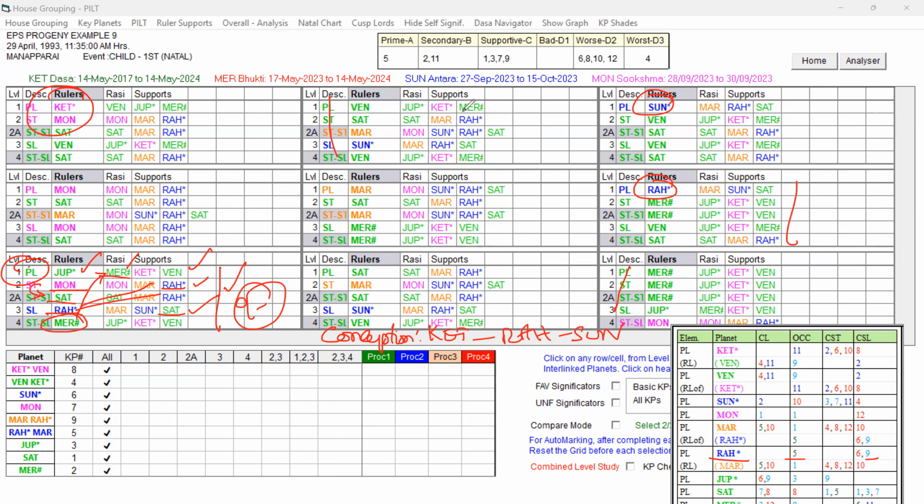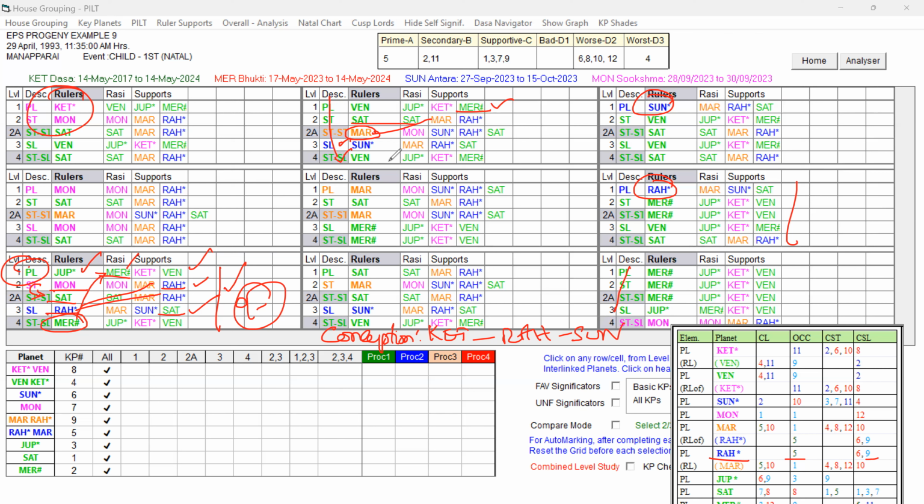Venus is good, and having got Mercury, the star lord Saturn is good. At the 2A level only the planet Mars is forming a ruler link, and Sun is good and supportive, and Venus is good. So Venus and Saturn are strongly playing a role.